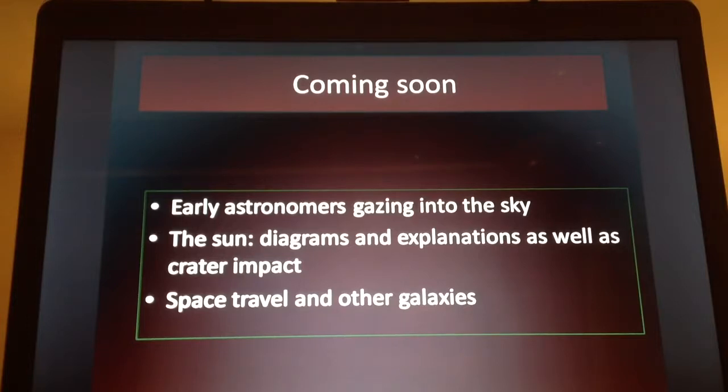Alright, that's it for today. In the next few videos, we're going to be looking at the early astronomers that philosophized, and we're going to be looking at the sun, going through diagrams and explanations of what all the terms mean, as well as crater impact and what that is. And in the third one, or fourth, I guess, is the first, we'll be looking at space travel and other galaxies.